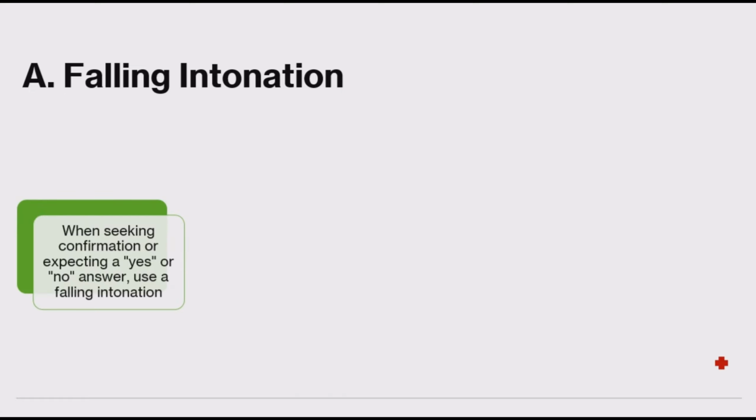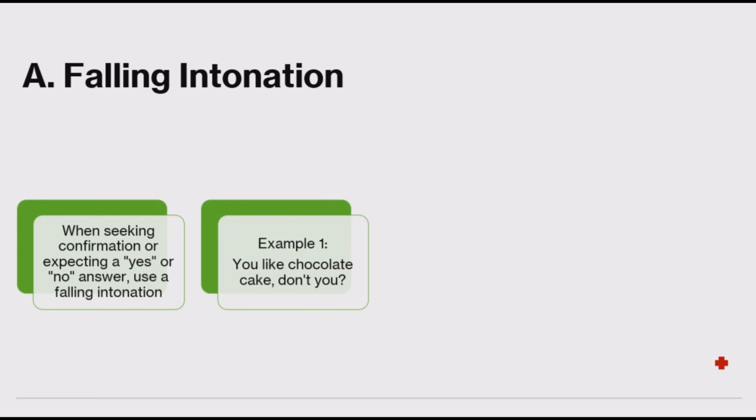In this case, we are seeking confirmation or expecting a yes or no answer. Then in that case, we are saying this is the best case to use falling intonation. Example, you like chocolate cake, don't you? So again, in this case, you notice the sequence. You is the subject, then like chocolate. You like chocolate, don't you? So in this case, don't you is used because it is the third person.